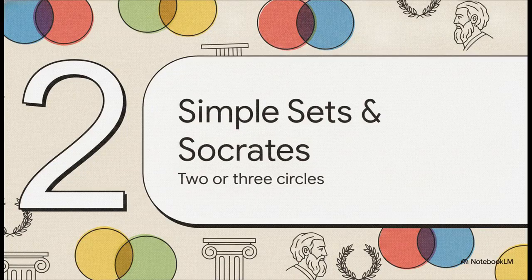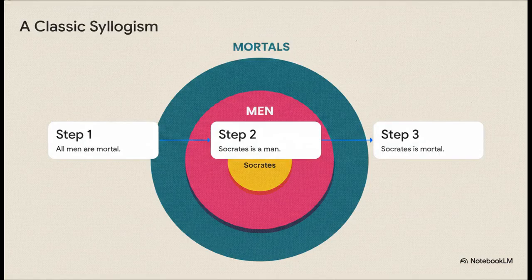Moving right along to Section 2, Simple Sets and Socrates. Let's see how this visual framework builds a classic syllogism, using literally the most famous logical sequence in history. Step 1, all men are mortal. Step 2, Socrates is a man. Step 3, therefore Socrates is mortal.